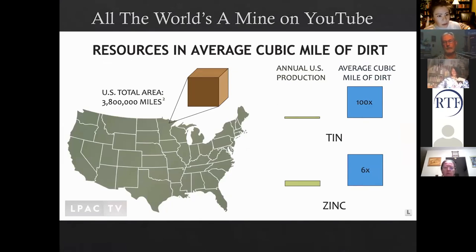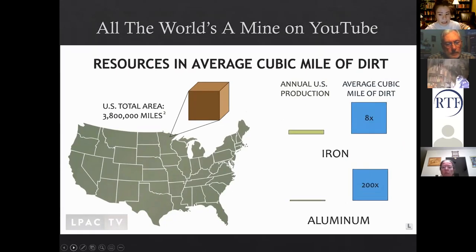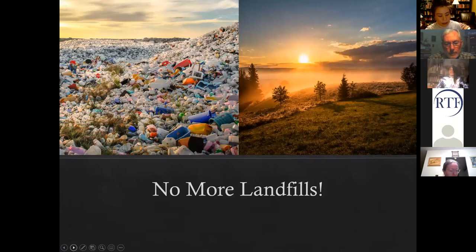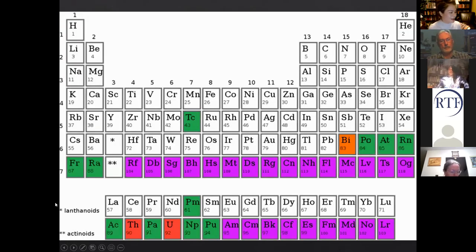But just to give you an idea of how much resource is naturally in the ground, this is an interesting graph. If we were to use the plasma torch, we could get 100 times the annual production of tin, six times the annual production of zinc, eight times the annual production of iron, and 200 times the annual production of aluminum in just the US soil. But again, it's not really necessary, but it just goes to show how everything is plentiful. I don't know if it can be any more clear.